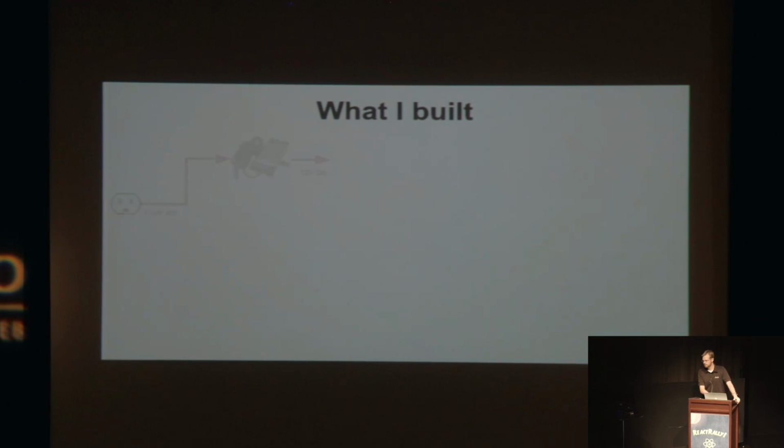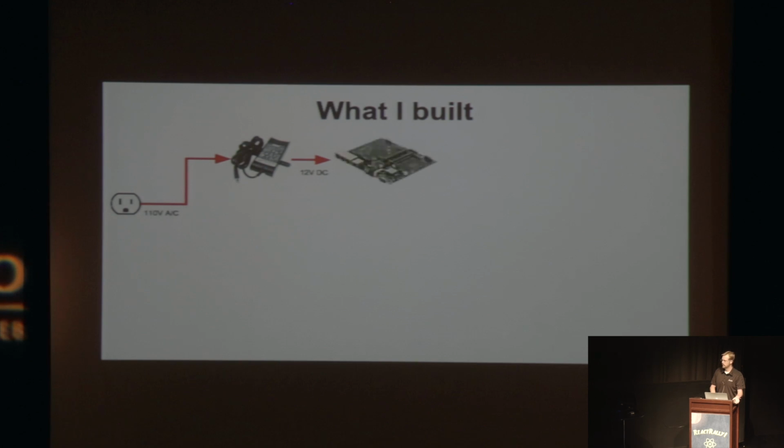So here's what I built. First of all, 110 volts AC. I scrounged up an old Dell laptop power supply to crank out 12 volts of DC. That went into this little board. This is vintage 2011 technology. I'll tell you more about that later, but it's called the Router Station Pro. Oh, this is before we had Raspberry Pi.